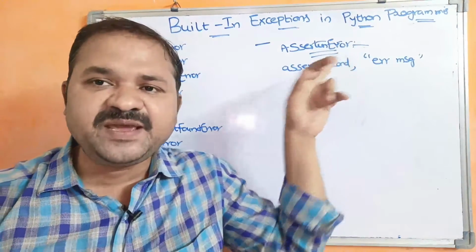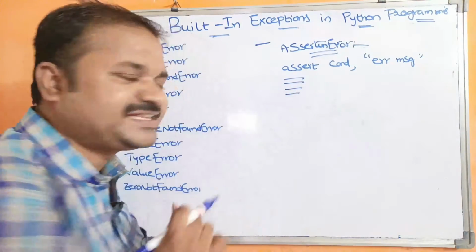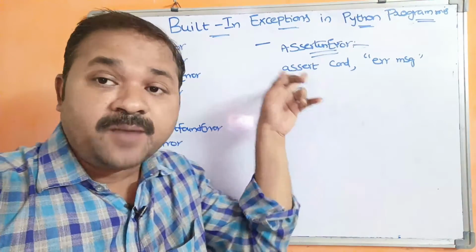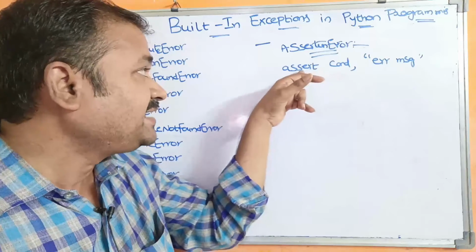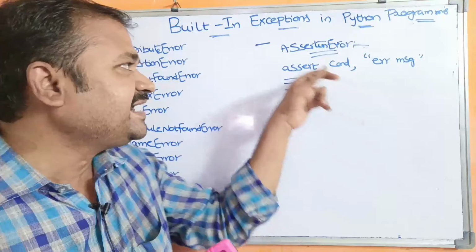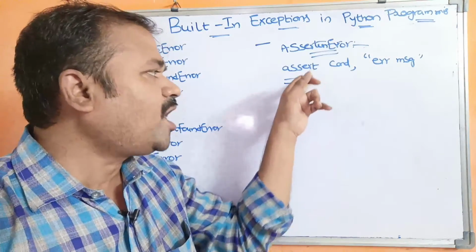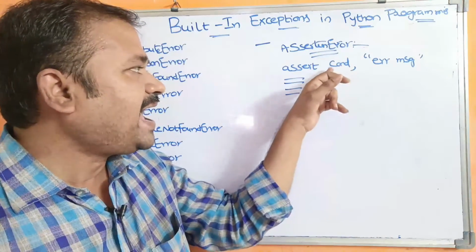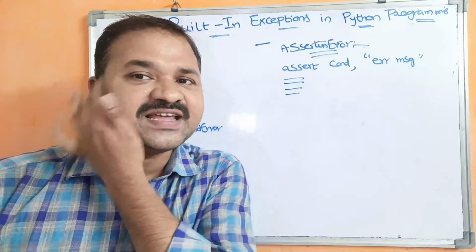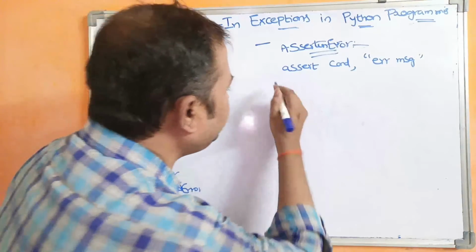First the condition will be evaluated. If the condition is true, then the rest of the program will get executed. Whereas if the condition is false, then the program execution will be stopped and it returns assertion error with the error message. So whenever the condition is false, only then will it return the message. Now let us see an example for this.